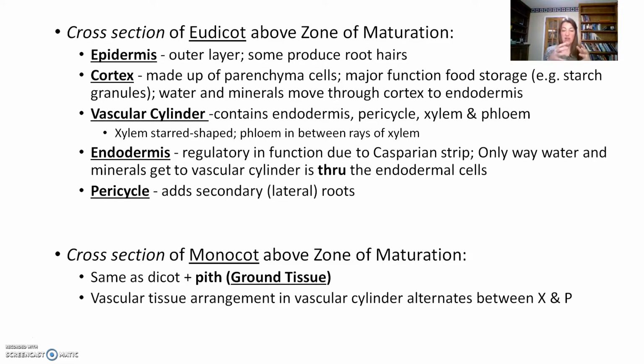It's kind of like the bouncer. It makes sure not too much is flooded into the plant to saturate it, but it lets just the right amount in. The pericycle adds to the secondary or lateral growth of the roots, okay? Now if you take a cross section of a monocot, it's going to be the same as a dicot plus the pith, because it has that center area, okay? So make sure you know the differences between those two.